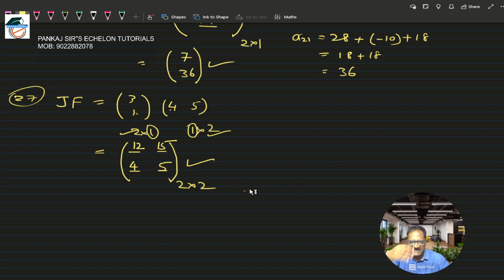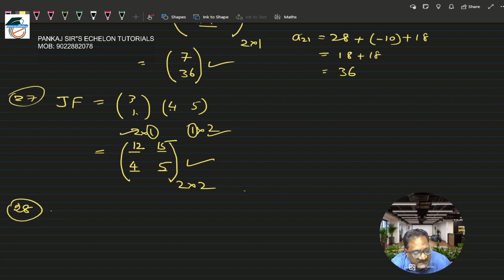Let us check the answer for 27 now. The answer for 27 is 12 15 in the first row and 4 5 in the second row, which is absolutely correct. Now let us move on to question number 28.